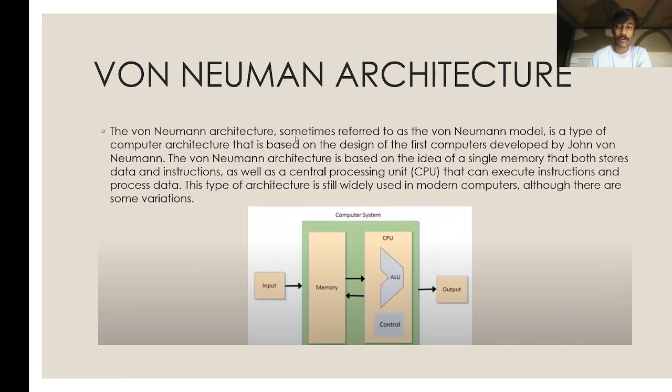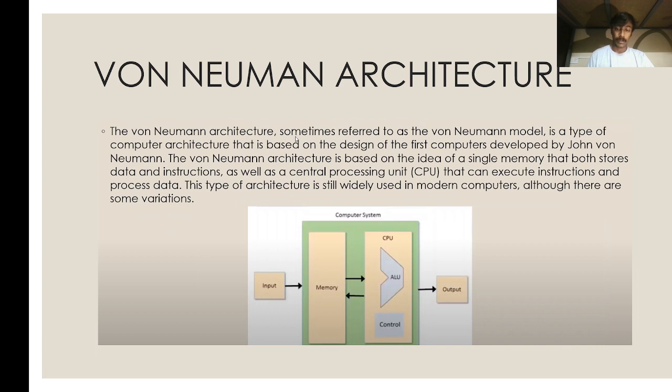Now, what is basically von Neumann architecture? The von Neumann architecture is sometimes referred to as the von Neumann model. It is a type of CA, that is computer architecture, based on the design of computers developed by John von Neumann. The von Neumann architecture is based on the idea of a single memory that stores both data and instructions, as well as a central processing unit that can execute instructions and process data. This type of architecture is widely used in modern computers, although there are some variations.